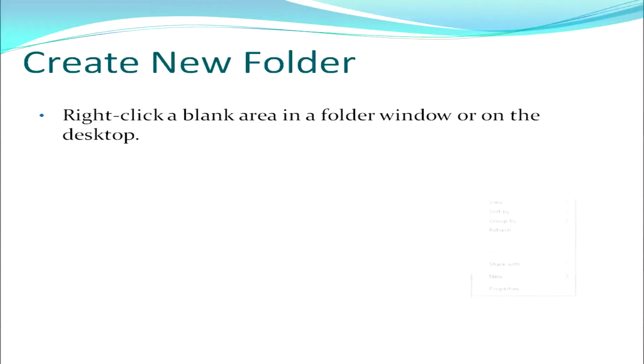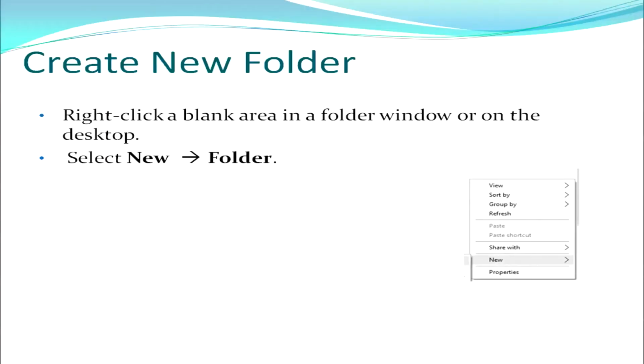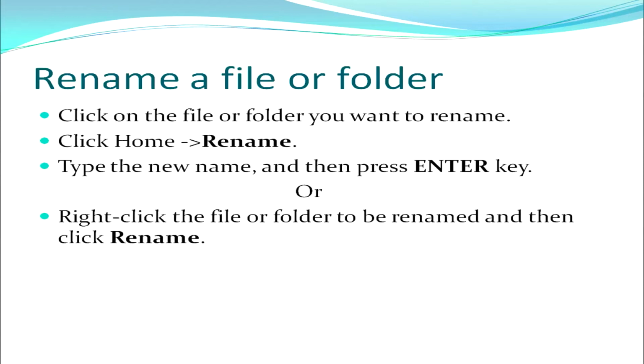First, let us see how a folder is created. You right click on the blank area in the folder window on the desktop. A menu will appear as shown on the screen. Select the new option, and from the new option select the folder option. So, a folder will be shown and you can give a name to that particular folder and the folder is created.